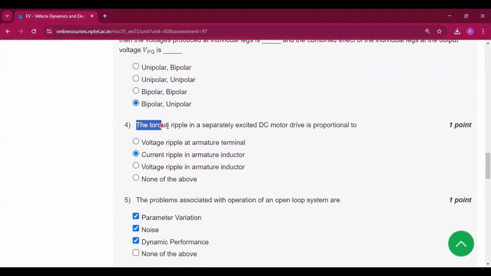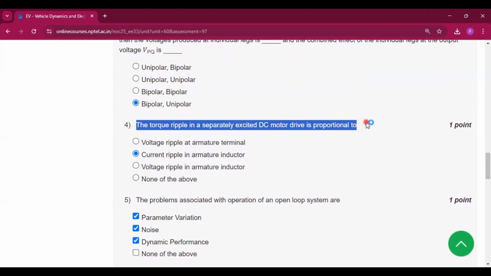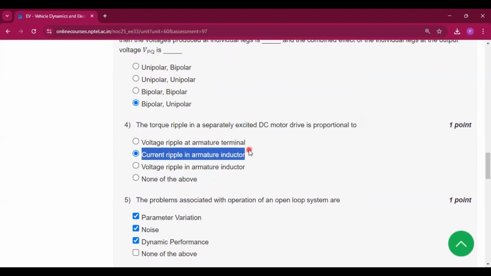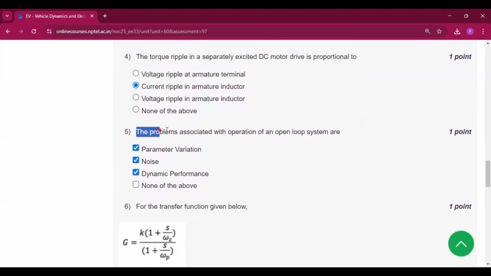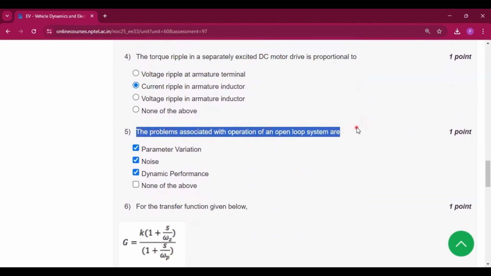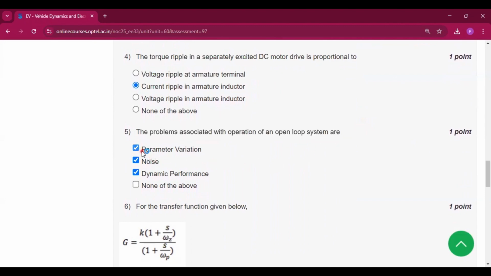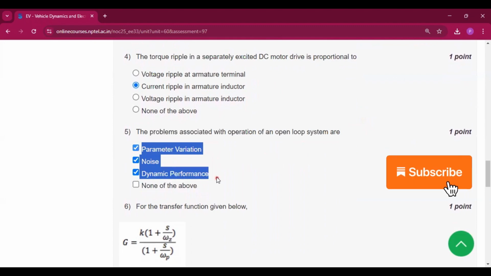Now question number 4, the torque ripple in a separately excited DC motor drive is proportional to current ripple in armature inductor. Now question number 5, the problems associated with operations of an open loop systems are parameter variation, noise and dynamic performance. So A, B, C.